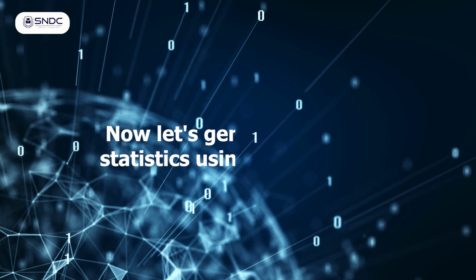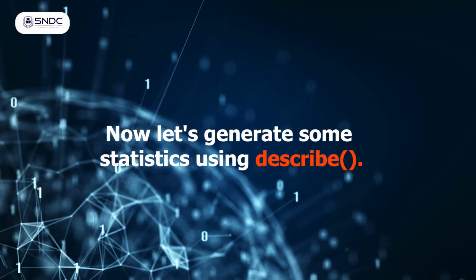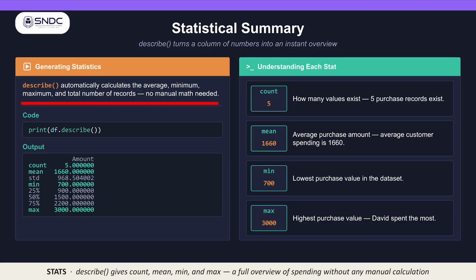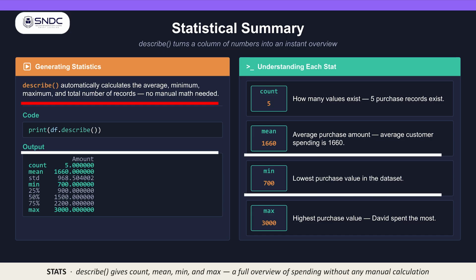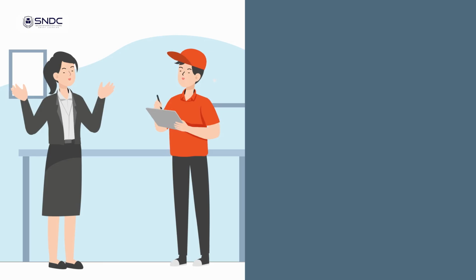Now let's generate some statistics using describe. This function automatically calculates useful information like the average, minimum, maximum, and total number of records. From our output, we can see that the average customer spending is 1,660, the lowest purchase is 700, and the highest purchase is 3,000. These numbers already give us a quick overview of customer spending without doing any manual calculations.